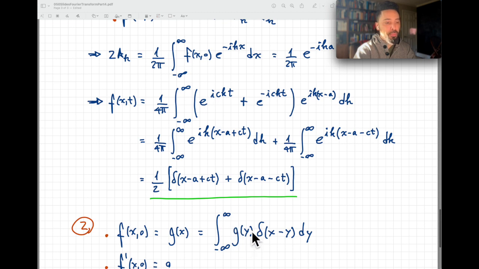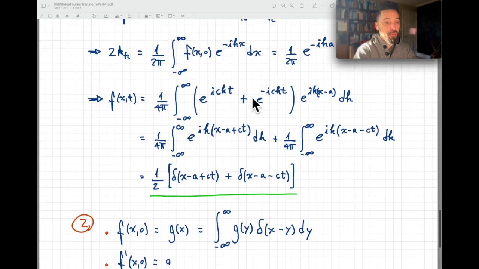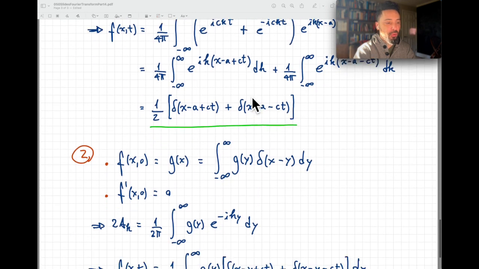This is what we're going to do, where at each point there's a g of y taking the weight of whatever happens at position y. Whereas here we just had delta of x minus a with a 1 in front. So that's really what's going to happen here. We're going to be superimposing those solutions.